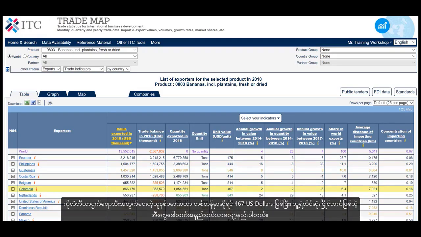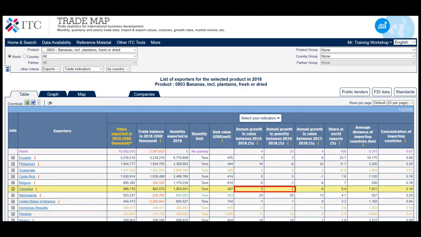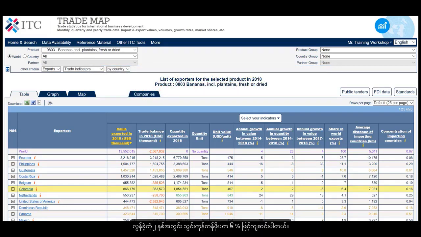The unit value paid for Colombian bananas is $467 per ton, which is just slightly lower to the one for its top competitor, Ecuador. It experienced an average annual increase in value and quantity exported of 2% over the last 5 years. Thus, we surmise that the unit value of the Colombian banana has not changed on average over the last 5 years. There was a decrease in exported value between the last 2 years of 6%.